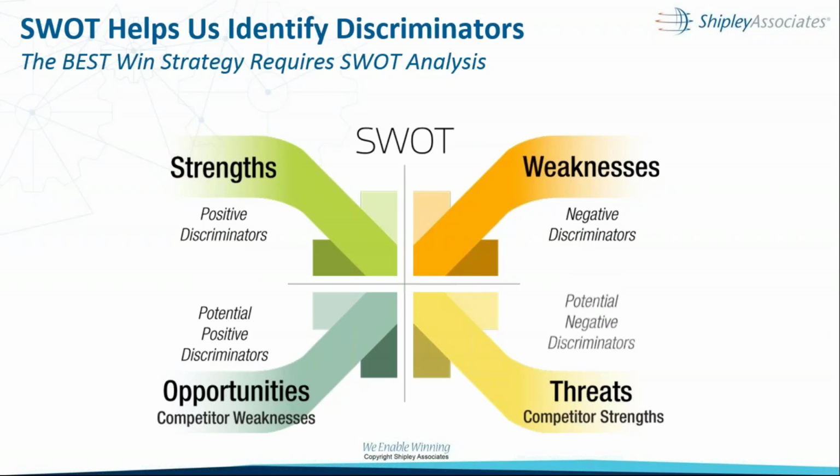And then potential threats are competitor weaknesses, competitor strengths. Where are our competitors the strongest, and where do we need to at least try to be equal to them? Maybe we can't prove that we're better than them, but could we at least prove that we're equal to them?